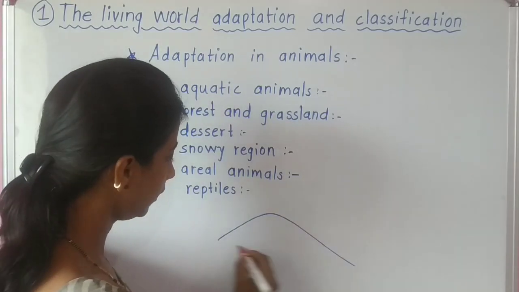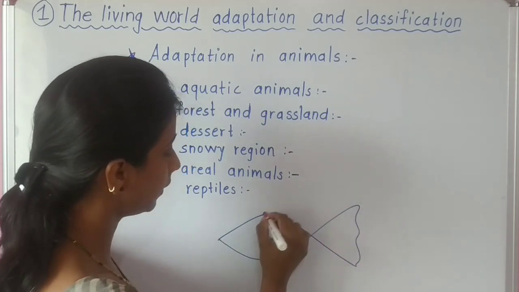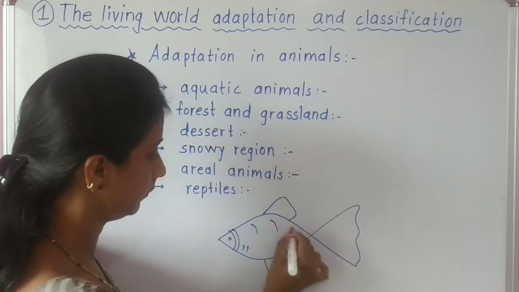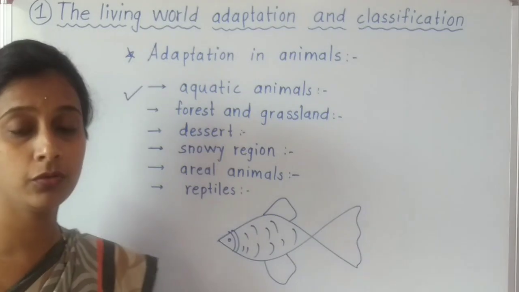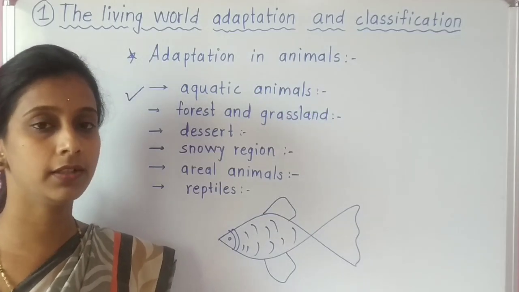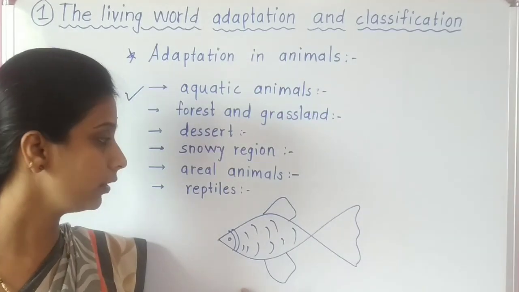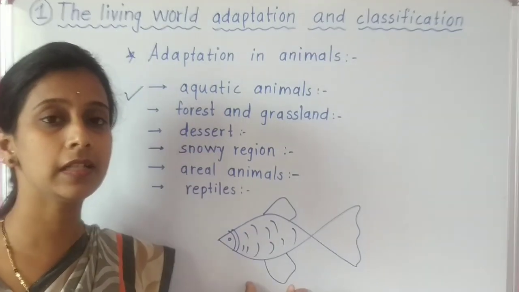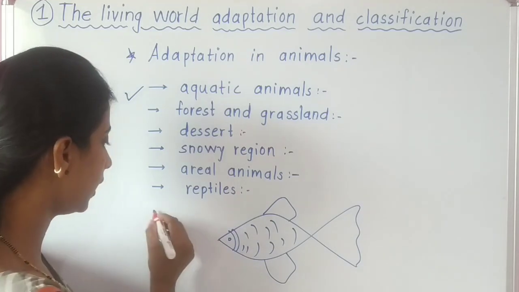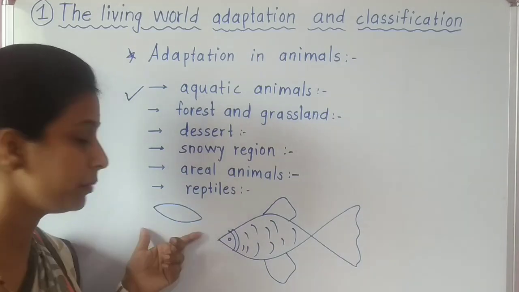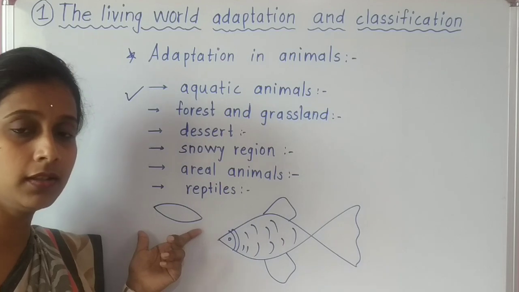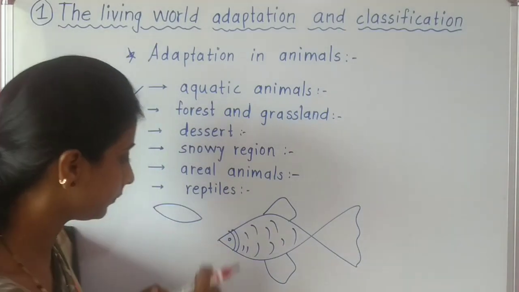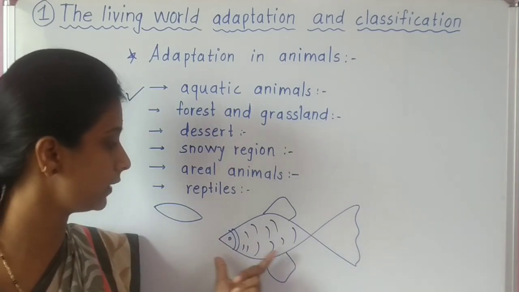Suppose this is a fish. Fishes have a structure like this. So a well-known example of an aquatic animal is the fish. How are the fishes adapted? First, they have a spindle-shaped body. Spindle shape means they have this type of structure, tapering at both sides. Their body is tapering at both sides.